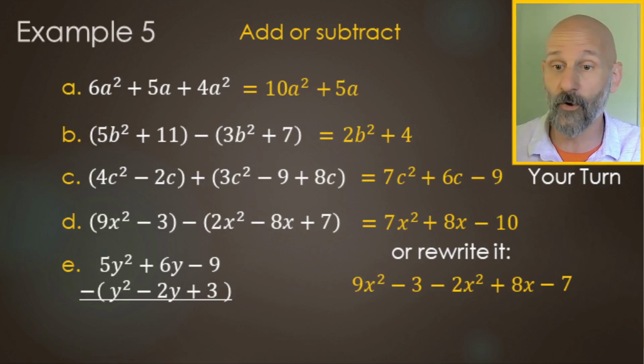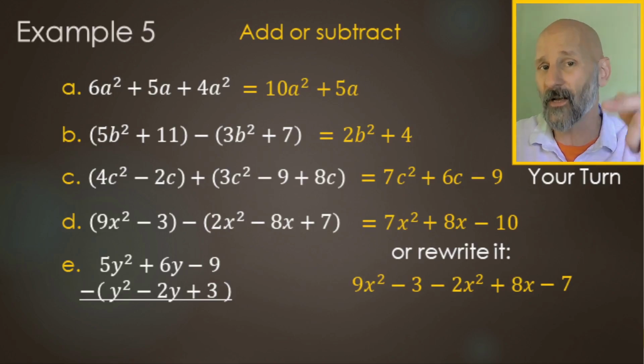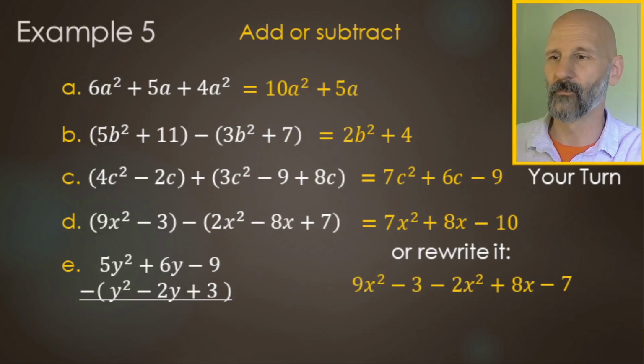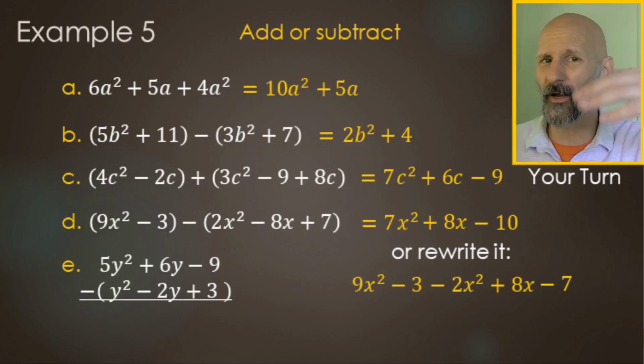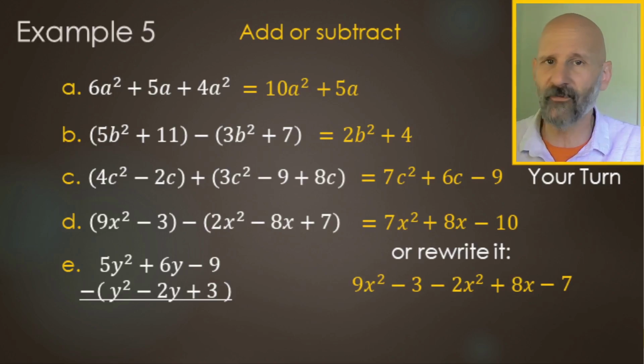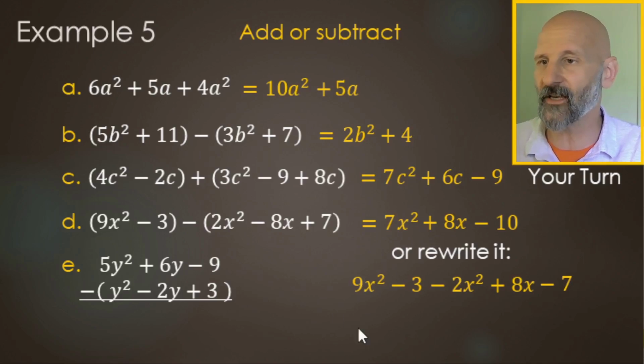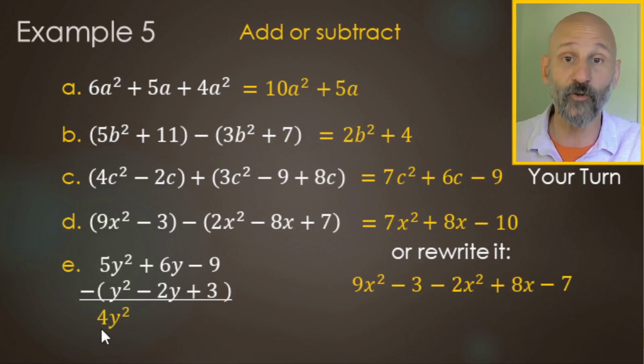Okay, so letter E, go ahead and try that one out on your own. Pause the video, then come on back and see how you did. So here we go. We're doing 5y squared plus 6y minus 9 minus y squared minus 2y plus 3. And now these ones are stacked vertically. So they look a little bit different, but it's basically the same idea. And you can do any of these stacked like this if you want to. But here we go. 5y squared minus a y squared, that's going to make 4y squared, right?